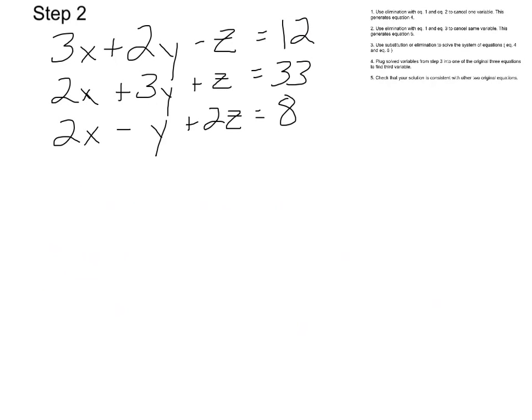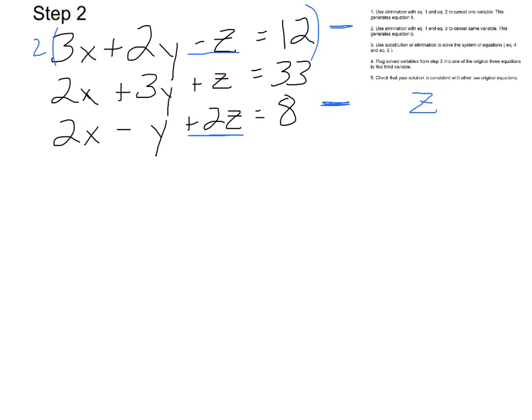Alright. Step number 2 asks us to use elimination with equation number 1 and equation number 3 to cancel the same variable. And as you saw in step 1, we canceled the variable z. Now if we used elimination here, notice our z's are not matching, i.e. they do not have the same coefficient in front. So in order to make them have the same coefficient, I'm going to multiply the first equation by 2.